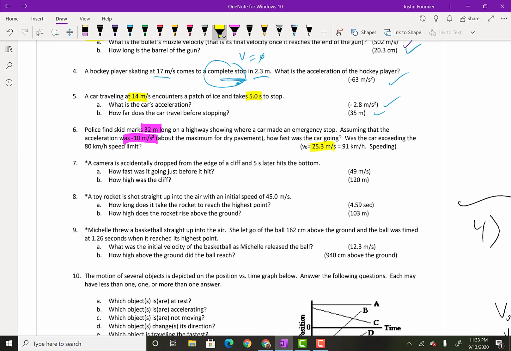25.3, that's right. If you convert that, you'll get 91 kilometers per hour. So that sucker be speeding, yo. Oh, man. All right. Let's move on to number 7 now.